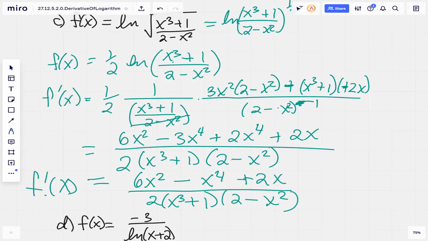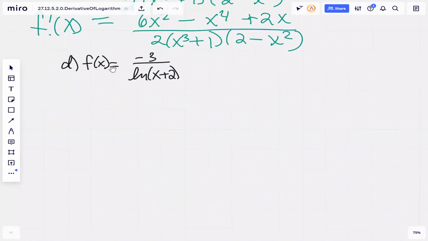All right, so now last one, I think. Okay, so this one looks interesting. So we have f of x equals negative 3 over ln of (x plus 2). So let's have a look at this one. So f prime equals, all right.